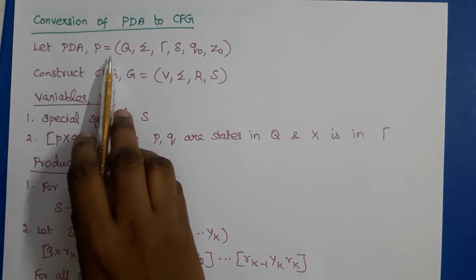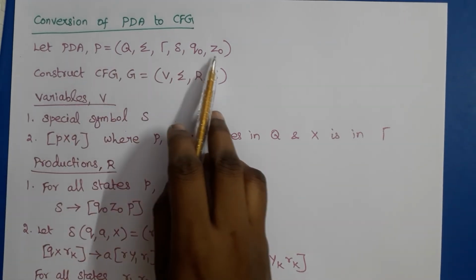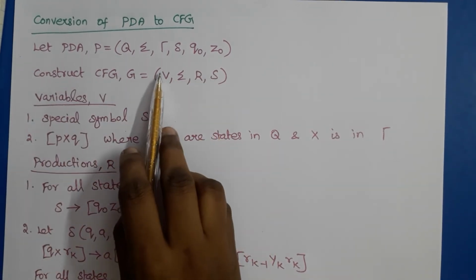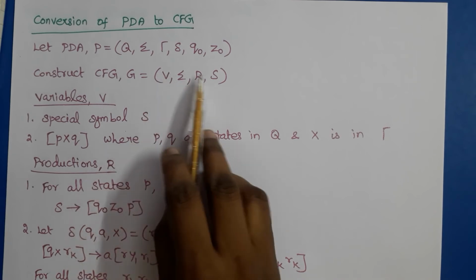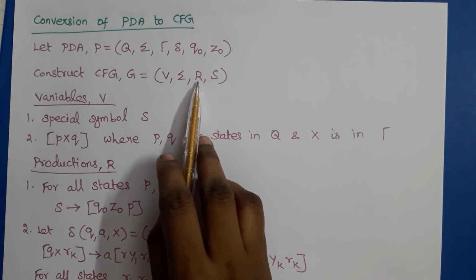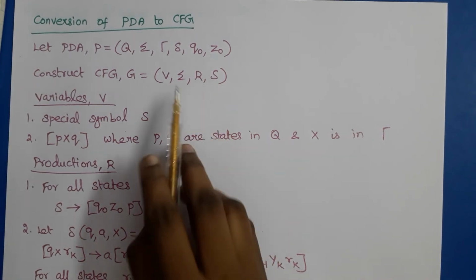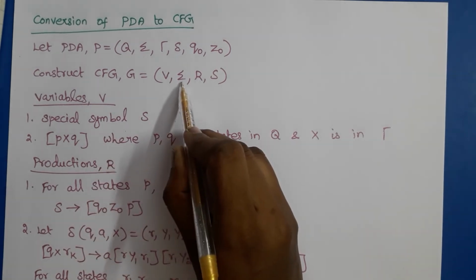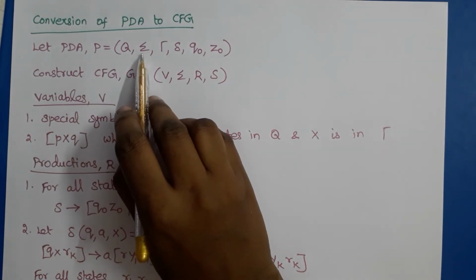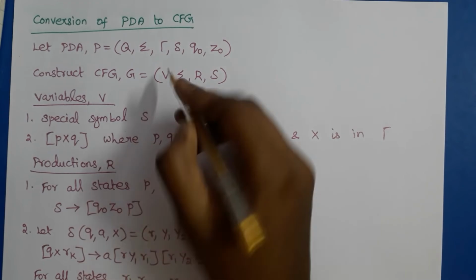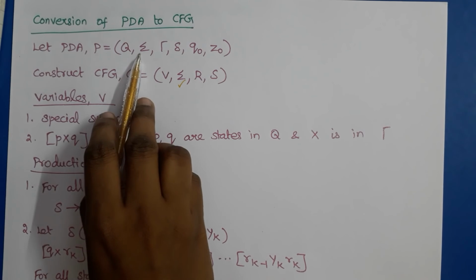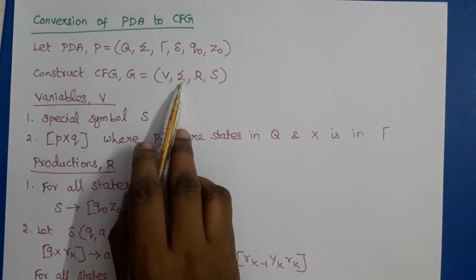So the PDA P is equal to (Q, Sigma, Gamma, delta, Q0, Z0). Then CFG G can be constructed with the 4-tuple (V, Sigma, R, S): set of variables, terminals, set of productions or rules, and start symbol of the grammar. Here the set of terminal symbols are the input symbols of PDA. So if Sigma is the input symbols of PDA, that Sigma is the set of terminal symbols of CFG. So this component is the same.